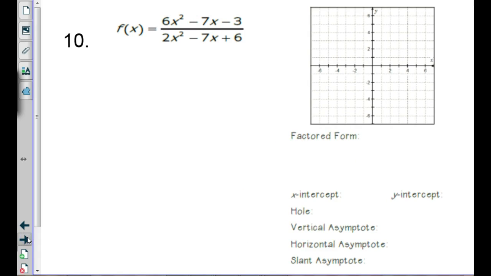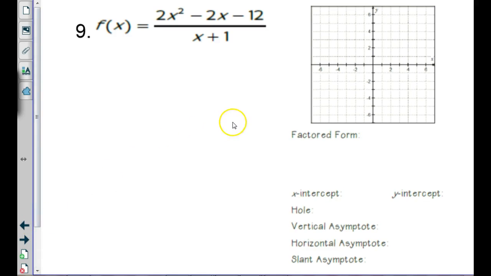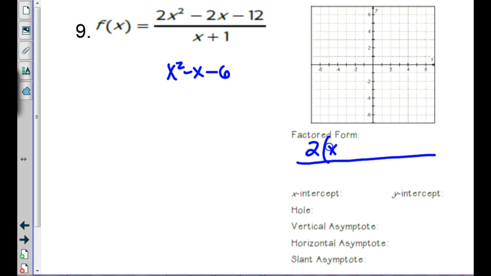Ooh, 9 is top heavy. Want to do a top heavy one? Let's do 9. We can do 10 as far as getting it factored, at least started, okay? But this one, can we take a 2 out of the top, right? That'll leave x squared minus x minus 6, which will factor how? And the denominator just has an x plus 1. Okay. Domain. Okay. Vertical asymptote.